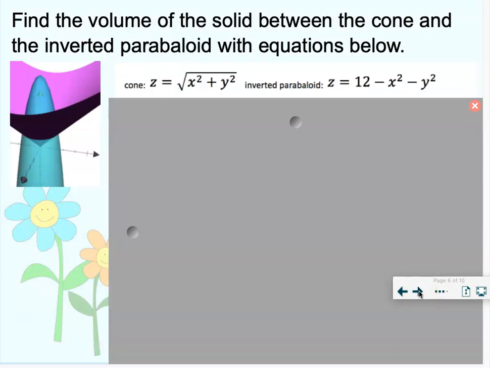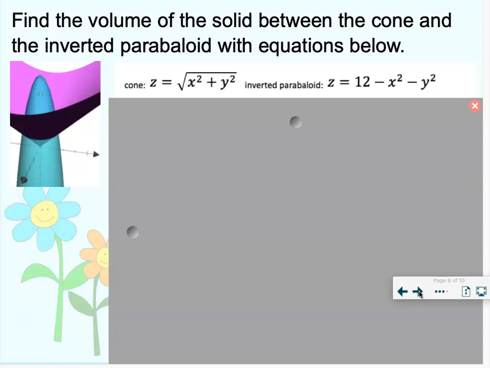So I gave you a picture again. You're welcome. Okay. Find the volume of the solid between the cone and the inverted paraboloid. All right? So you have a cone going up and a paraboloid coming down. They are both centered along the z-axis. And they intersect in what shape? Circle? Yes, they would intersect at a circle, right?